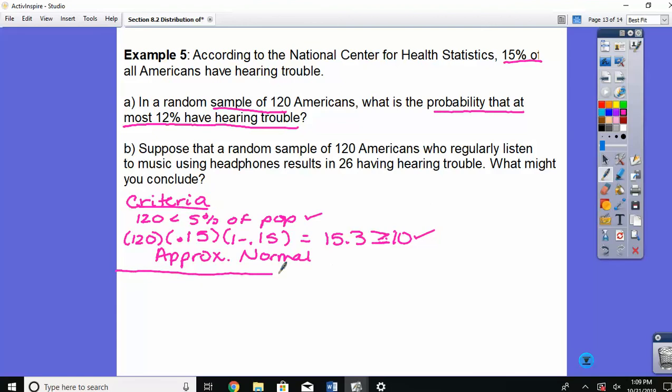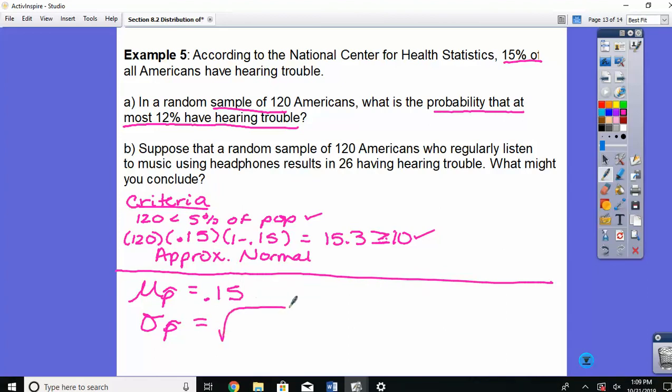Now, before I'm able to use my Z's, I need my mean and standard deviation for p hat. The mean of p hat is just p, which is 0.15. Standard deviation is the square root of p times 1 minus p over n, and my n is 120. And so I get a standard deviation of 0.0325996.